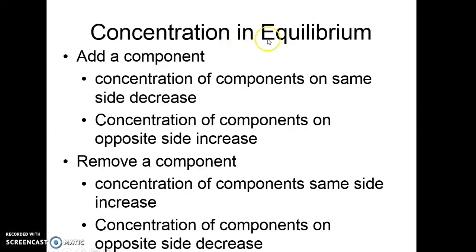Okay, so what did we see in those two examples? When you add a component, the other components on the same side of that reaction are consumed, so their concentration decreases. And things are made on the other side, so the concentration of the other components is increased. We'll go through some examples on this, so you will get to practice this.